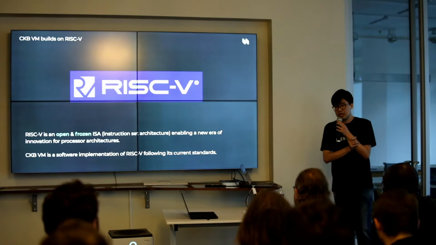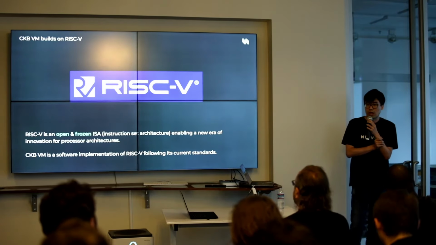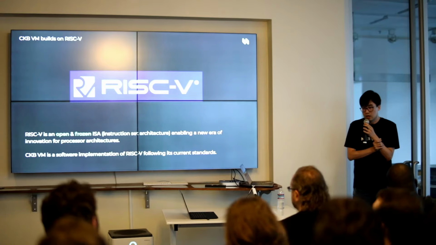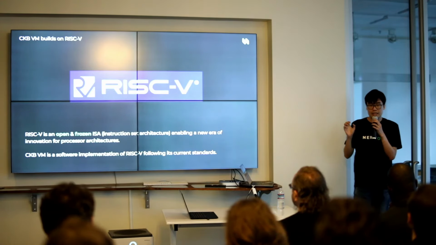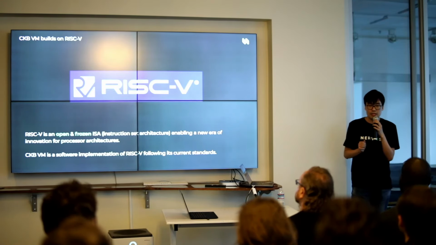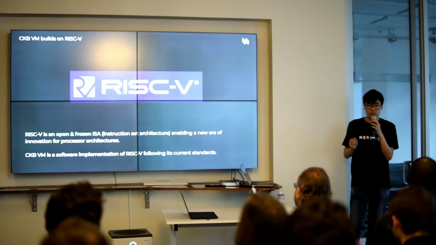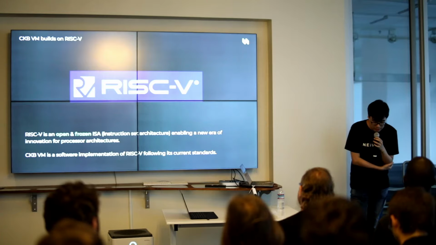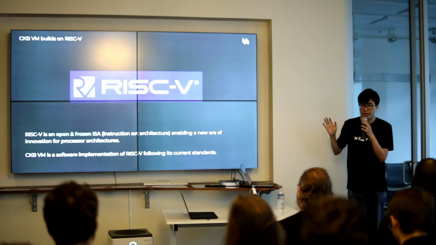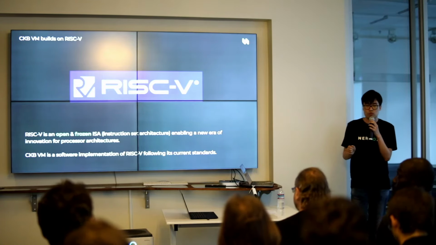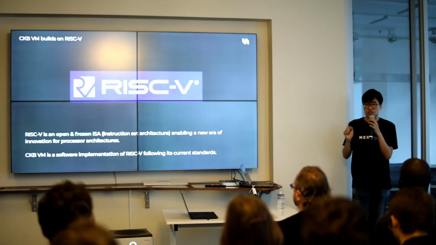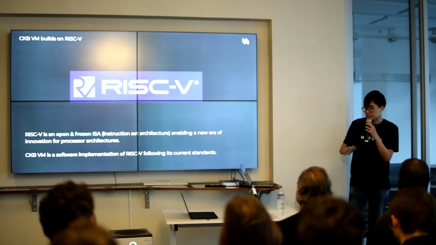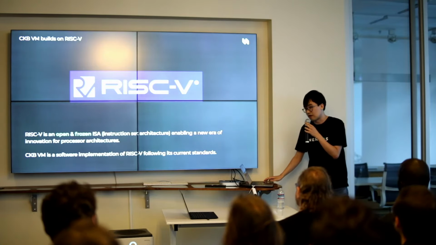So our CKB VM is actually a standard-compliant RISC-V instruction set software implementation. We didn't introduce any other variables. We just built a standard RISC-V compatible software CPU. The one thing I want to mention is that our goal is the three goals from before. We didn't aim to look for a hardware-based instruction set. This is because we find the best properties in RISC-V. Let me show you why we think RISC-V is better.